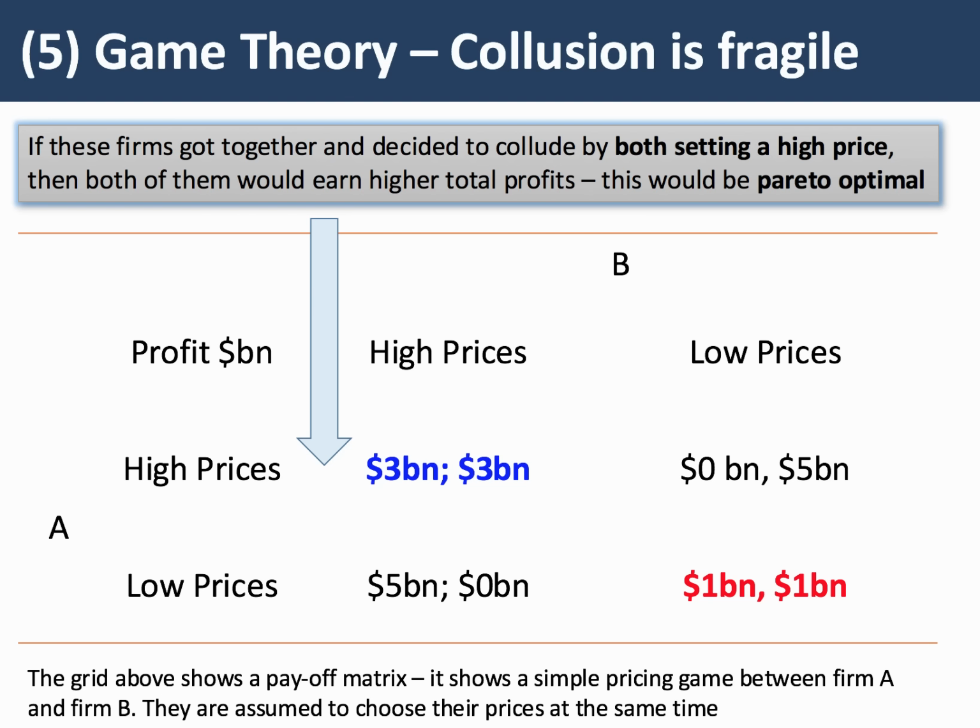But even if they agree to collude and go high, there's an incentive for each firm in the market to undercut the other, to cheat on the cartel. So for example, if A charges a high price and B charges a low price, A makes no profit and B makes $5 billion. So even if there is a collusive agreement, which would be Pareto optimal, they're both better off in terms of the total profits. In fact, there's an incentive to cheat on the agreement.